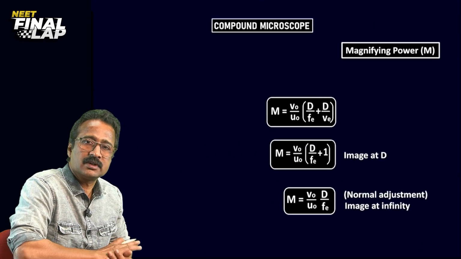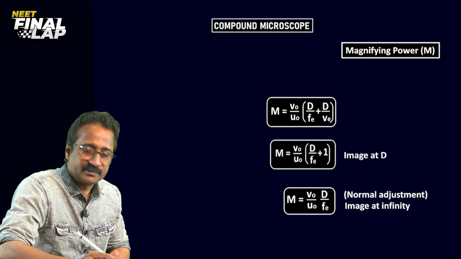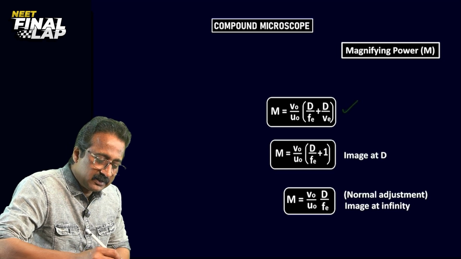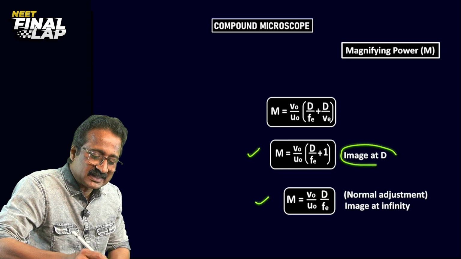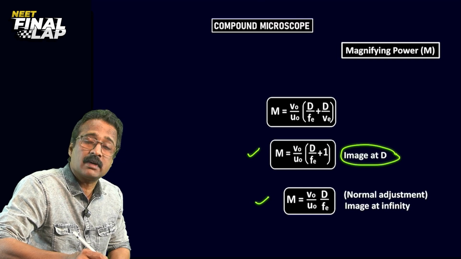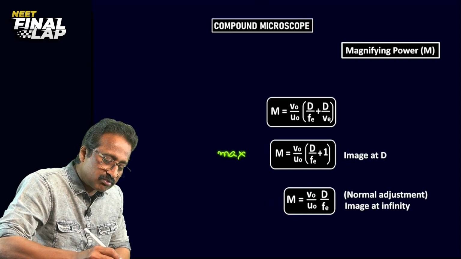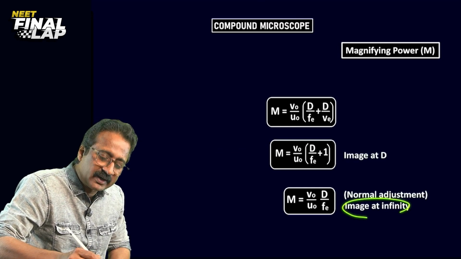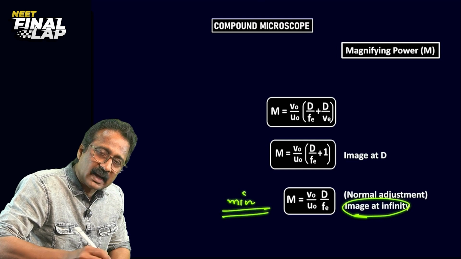When the question is about compound microscope, here is a full list of equations you must remember. This is the general equation for magnifying power, and these two equations are written in two special cases, because when the image is at D 25 cm, then magnifying power is supposed to be maximum. Actually, remember, this corresponds to maximum magnifying power. Now when the image is formed at infinity, then certainly the magnifying power expected is minimum.